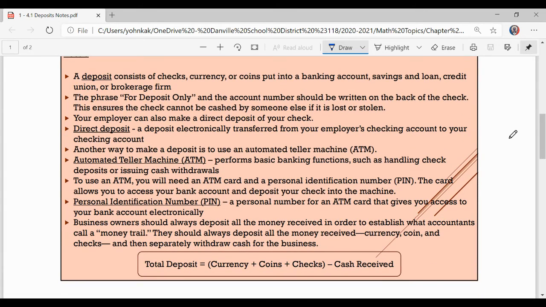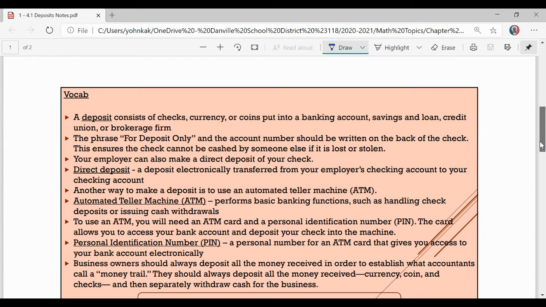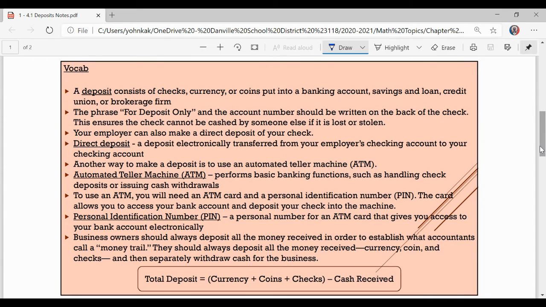All right, here's some vocab. It's a new chapter, so we got a lot of new vocab to talk about. First of all, a deposit consists of checks, currency, or coins put into a bank account, savings and loan, credit union, or a brokerage firm. The phrase "for deposit only" and the account number should be written on the back of a check. This ensures the check cannot be cashed by someone else if it is lost or stolen.